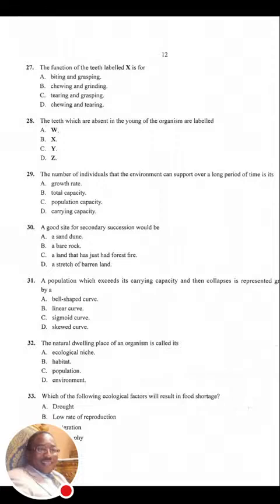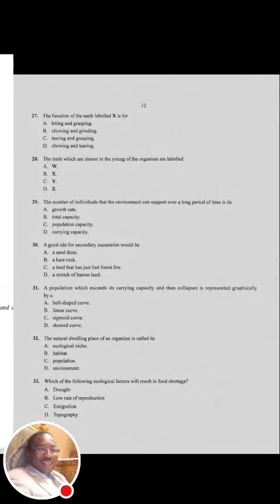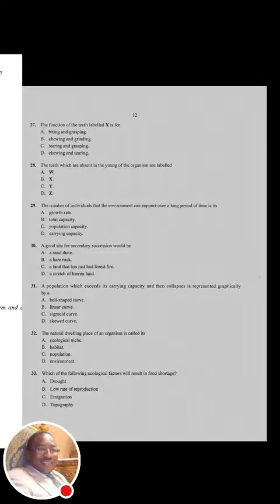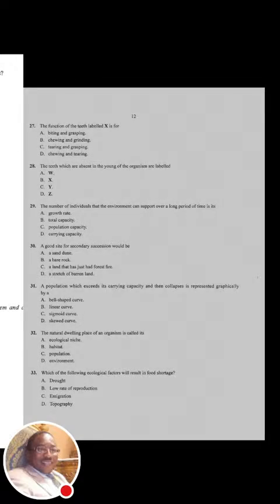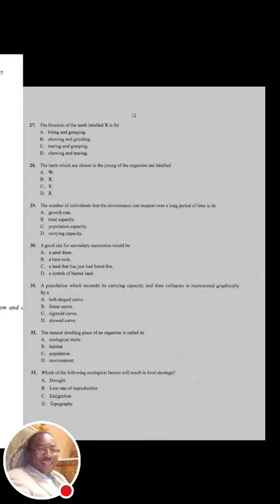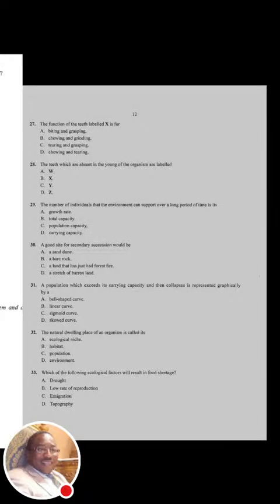Number 33. Which of the following ecological factors will result in food shortage? A, drought, B, low rate of reproduction, C, emigration, D, topography. The correct answer is drought. Drought reduces water supply, meaning that it will affect growth of plants, and that, of course, will result in food shortage. That's why 33 is A. A is the correct answer.